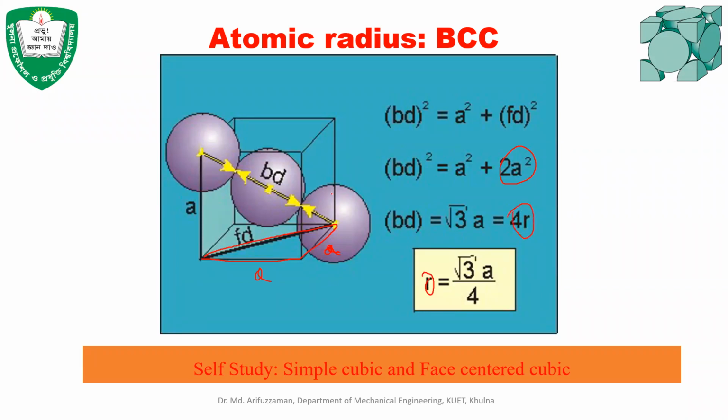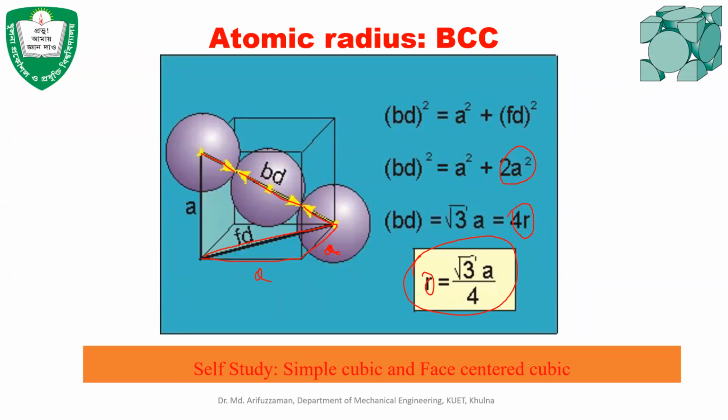How do we get the 4R? 4R is the length of this diagonal, because this atom is 1R, this one is 2R, and this one is 1R. So there is 4R length of BD. So root 3 A equals 4R, then R will be root 3 A divided by 4. This is the atomic radius that can be found using the unit cell. If you can find the unit cell, then you can get the atomic radius.